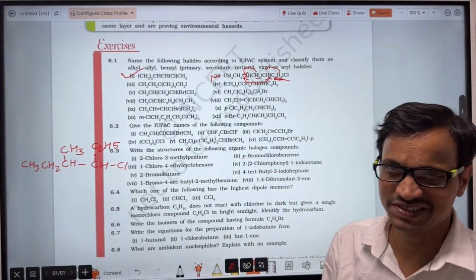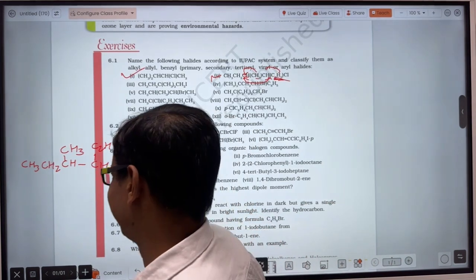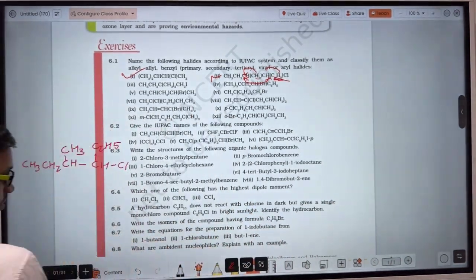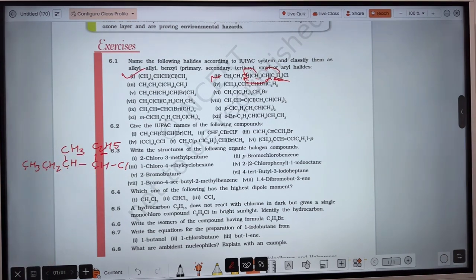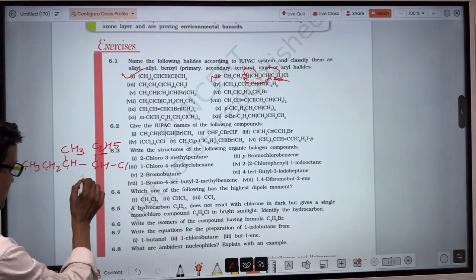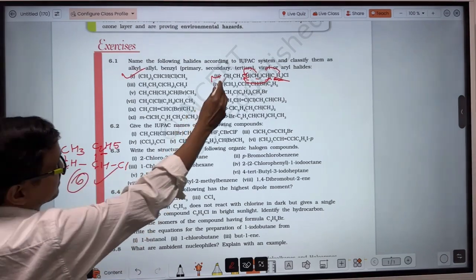I am writing the IUPAC name of this compound. Don't worry, listen. First of all, you will have to select the longest carbon chain. So the chain will be of 1, 2, 3, 4, and here 2 carbons also. So the main chain is of 6 carbons. Here the main chain is of 6 carbons, and then after you do it by yourself.